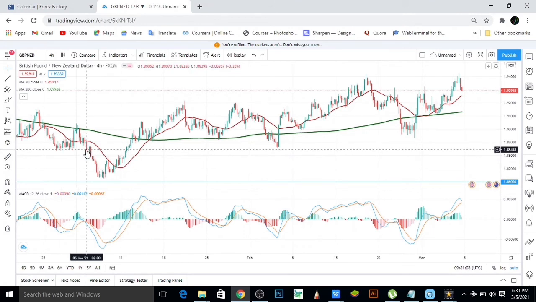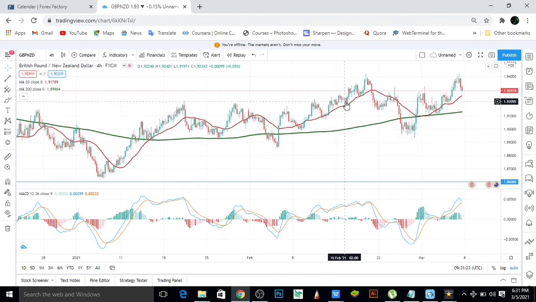Look at the candle at that point. If you had put a sell at that point, look at it. Price kept going down. You will have made quite a number of pips in that direction.